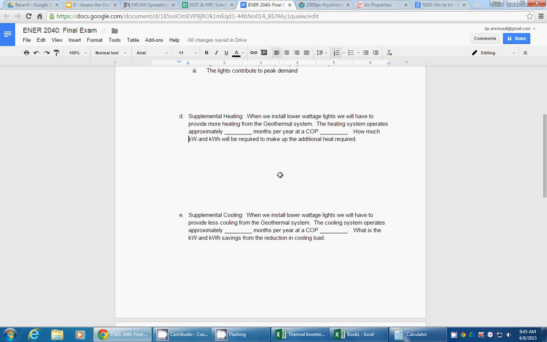Okay. That's the way we'll roll with it for now. The cooling, I think, is okay. So supplemental cooling: when we install the lower wattage lights, we will have to provide less cooling from the geothermal system. The cooling system operates approximately blank months per year at a COP of blank. What is the kilowatt and kilowatt hour savings from the reduction in cooling load? Pretty straightforward.